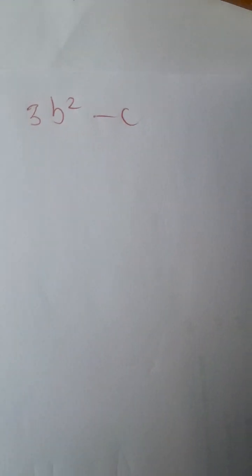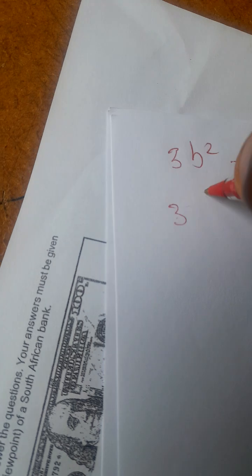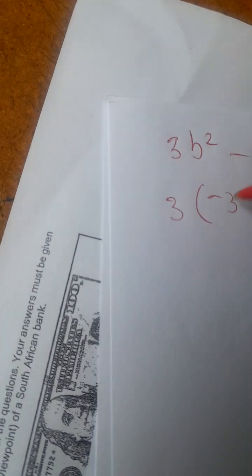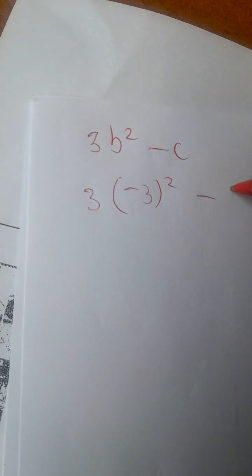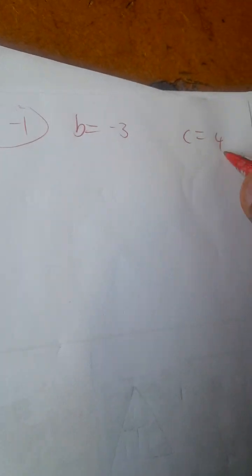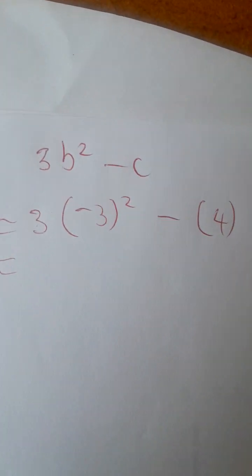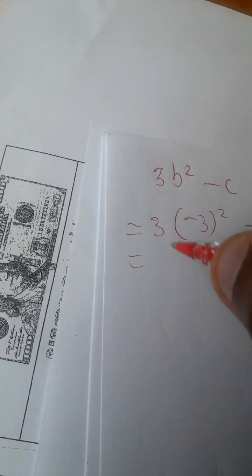a is equal to -1, b is equal to -3, c is equal to 4. In the expression we have b and c, we don't have a, so we're not going to have to worry about substituting a. But for b, in the place of b we substitute -3 squared, minus, in the place of c we substitute the value 4 in brackets. It is very important that whenever you do this, you substitute using brackets. Then you apply BODMAS, which is very important.